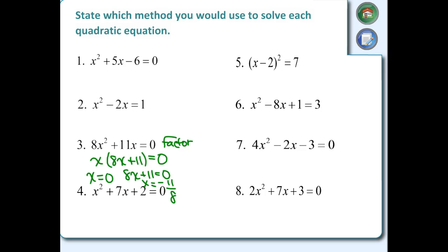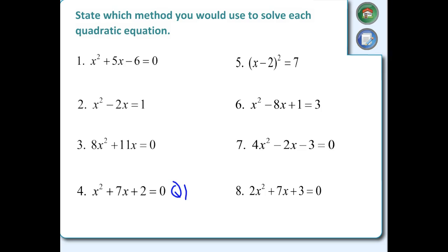Now, let's look at number 4. When I look at number 4, wow. Will factoring work on that one? Wow, there's no way I can take the factors of 2 and get 7, so factoring's not going to work. How about completing the square? Well, b's odd, so I don't think I want to go there. So for number 4, I would just use the quadratic formula to get the job done.